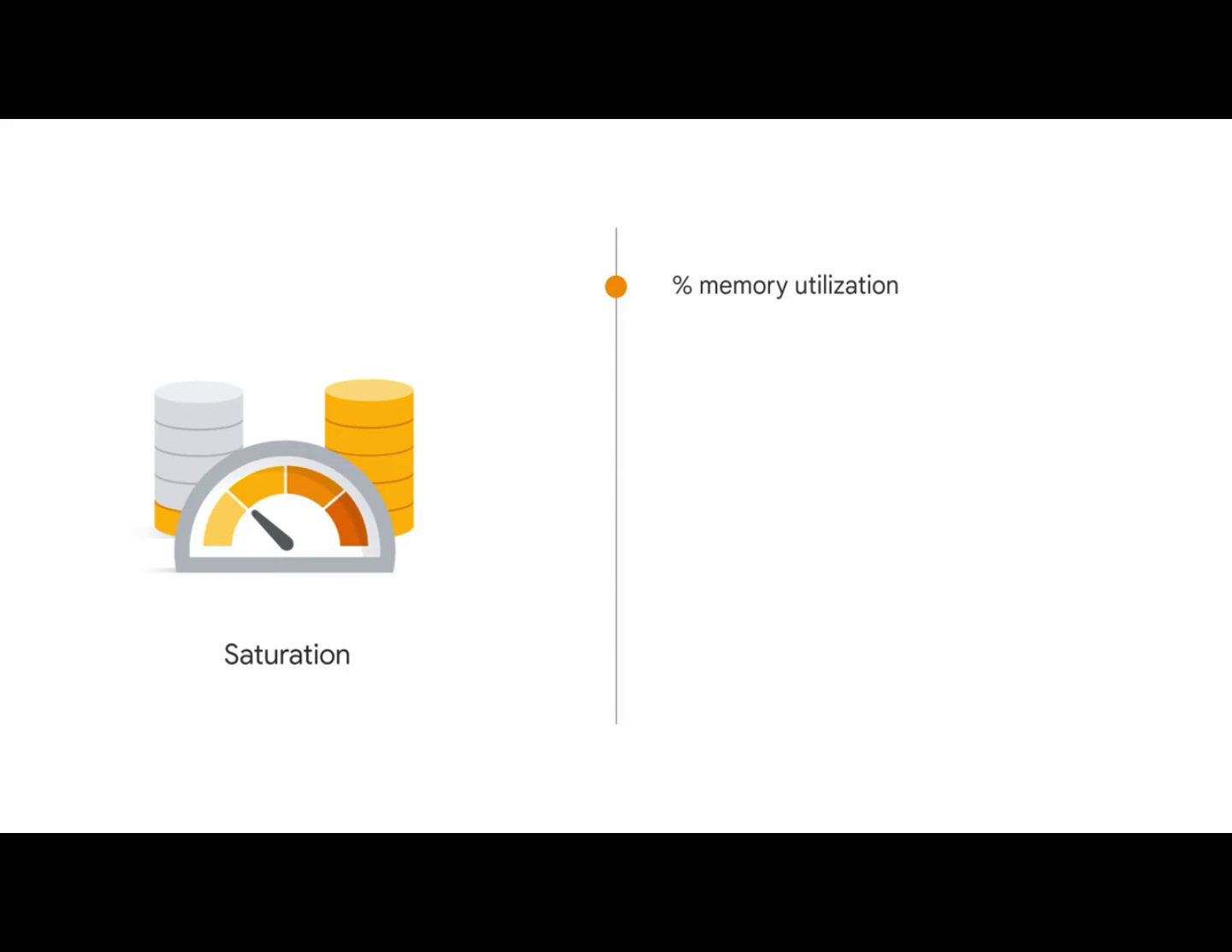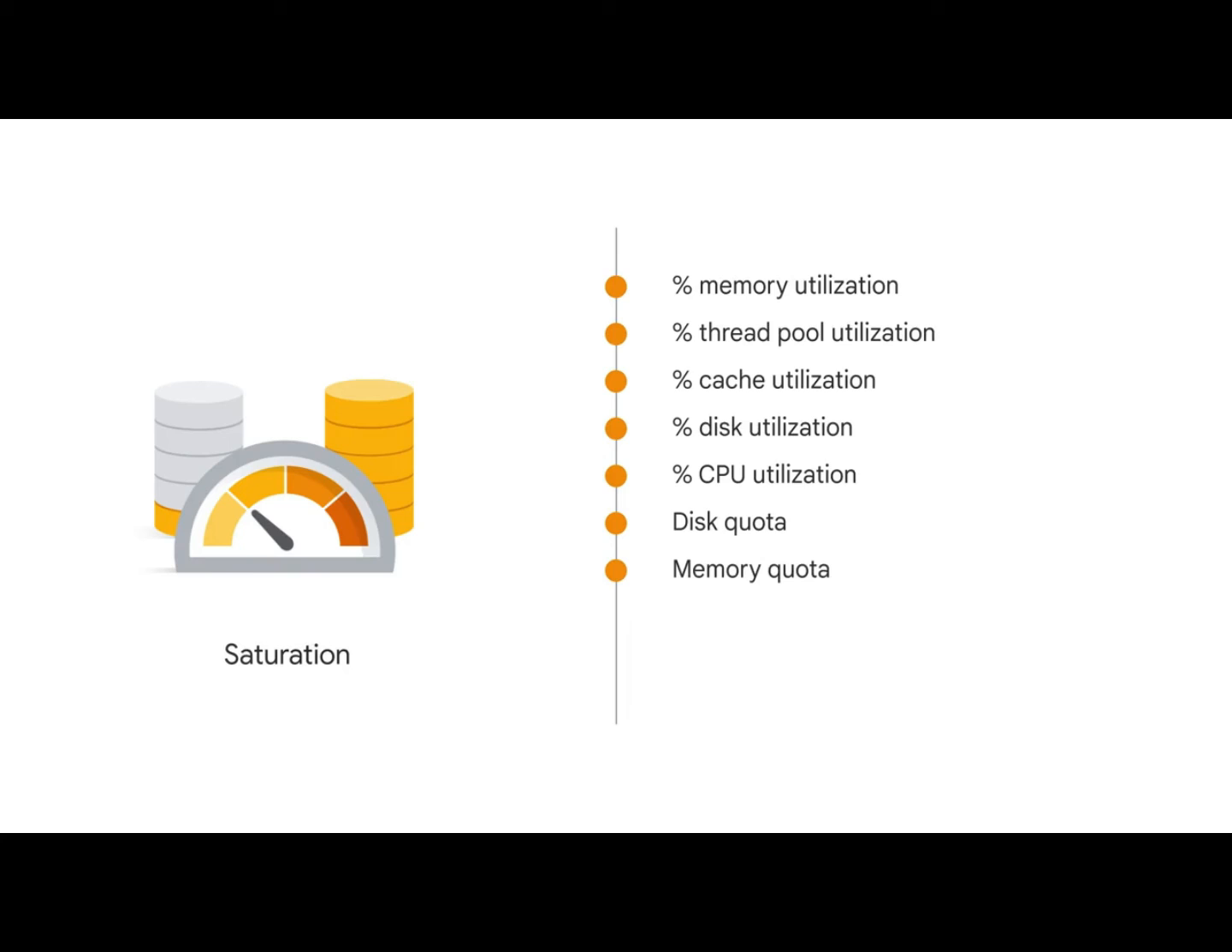Sample capacity metrics include the percent memory utilization, percent thread pool utilization, percent cache utilization, percent disk utilization, percent CPU utilization, disk quota, memory quota, number of available connections, and number of users on the system.